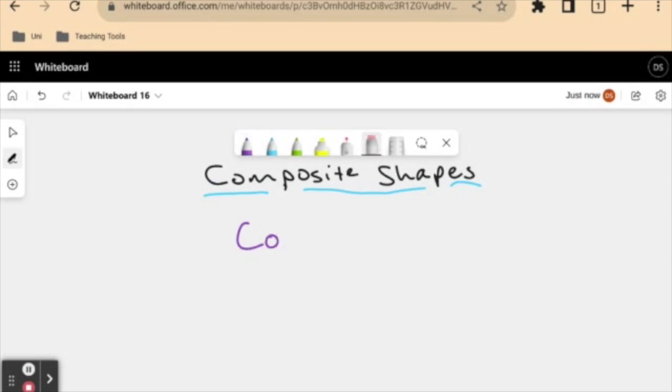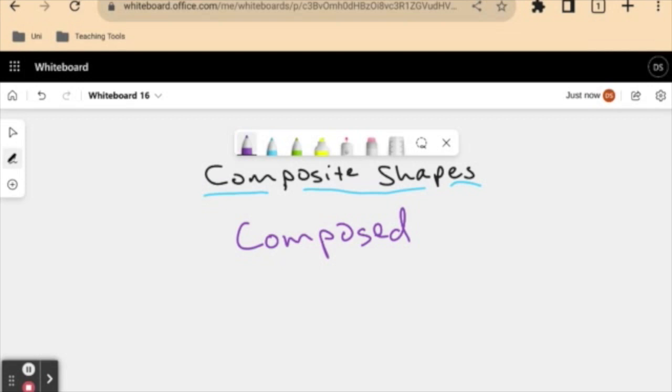Composed, or composition, something like that. Now, when I use the word composed, a lot of the time mathematical vocabulary pulls from our regular vocabulary, but some of these words have double meanings. So when I say composed, in this context of composite shapes, I don't mean composed like I'm calm and composed. I'm thinking composed more as a composition. Let's think of what that means.